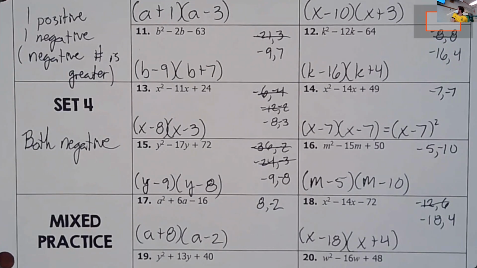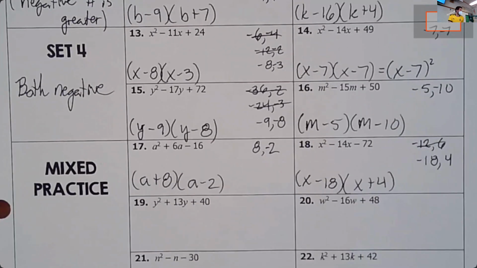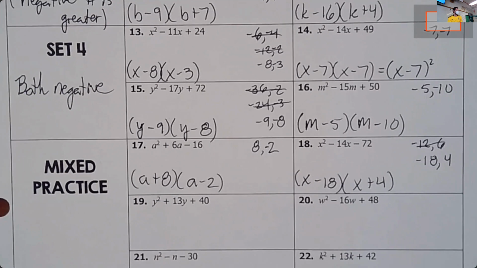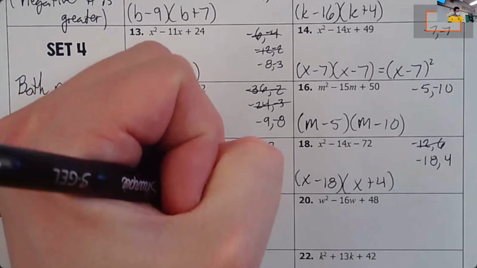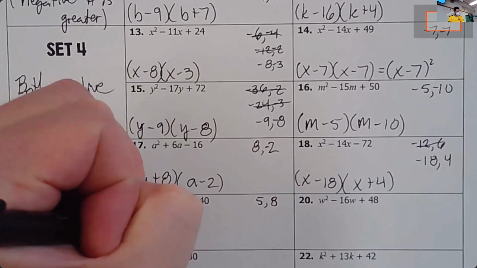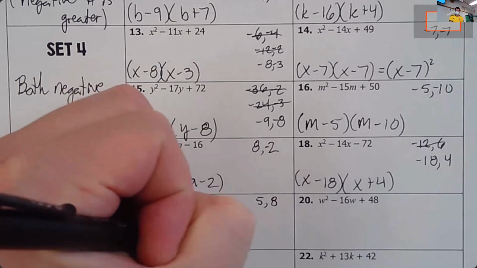Okay, number 19. Both of them are positive, so both numbers are going to be positive as well. So two factors that multiply to equal 40, and the same two factors that add to equal 13. So it can't be 10 and 4. 10 and 4 is 14. What else multiplies to equal 40? 5 and 8. I think I heard that. 5 plus 8 is 13, so those are our numbers. So we got y plus 5 times y plus 8. Excellent.